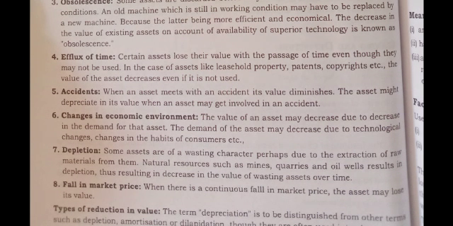The last but not least is fall in market price. This does not happen due to wear and tear or due to an accident, but only when the price of the product decreases, the price of the fixed assets decreases in the market. So a continuous fall in market price is also one of the reasons the asset may lose its value. Anyway, here we learned what we mean by depreciation, the definitions of depreciation, and the causes of depreciation.